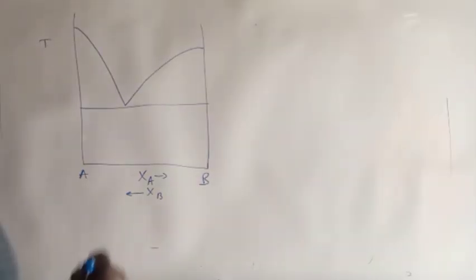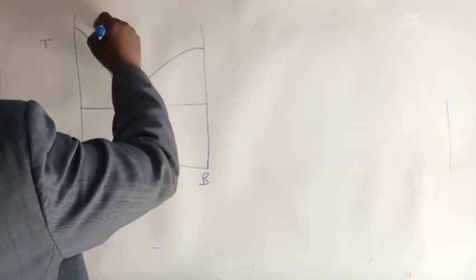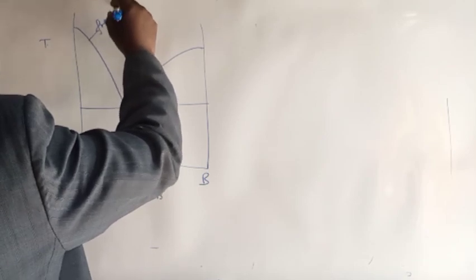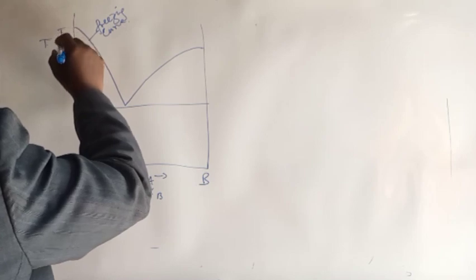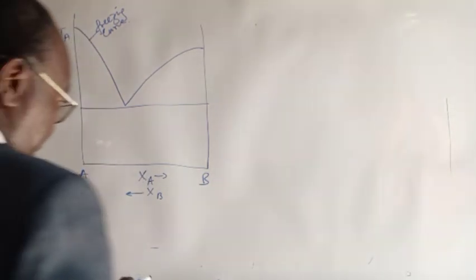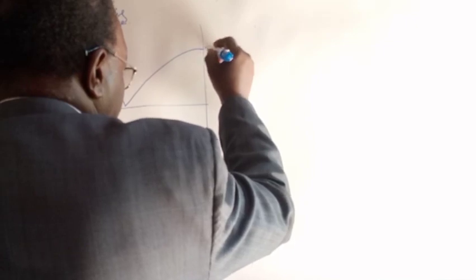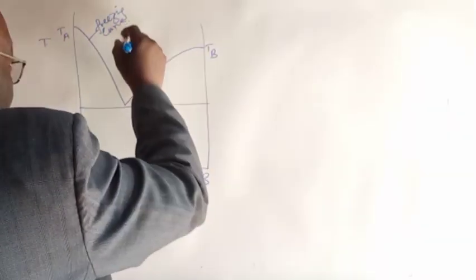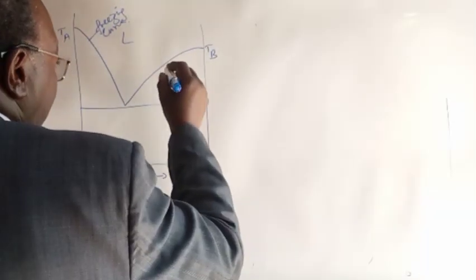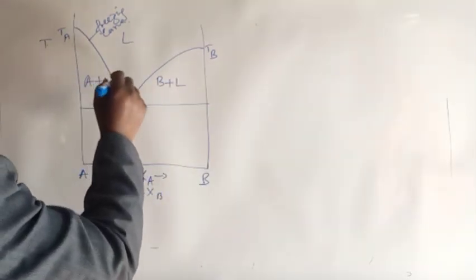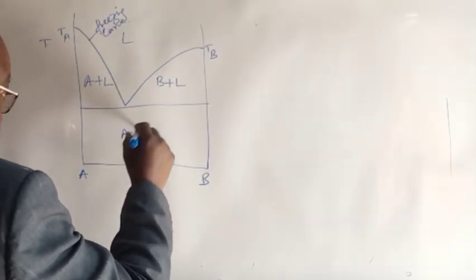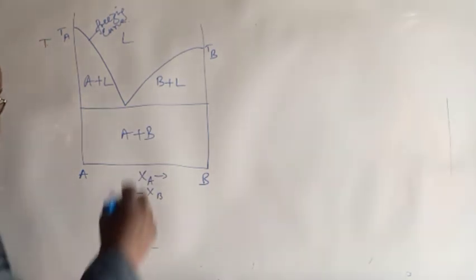this is the freezing curve. Then you will find, for example, this is the melting point for A, that's the melting point for B, and we are saying here we have liquid, here we will have B plus liquid, here we'll have A plus liquid, and here we have A plus B. That's just a simple eutectic diagram.